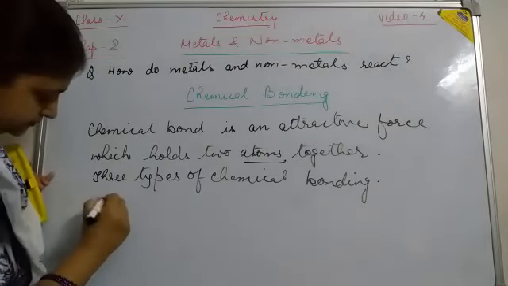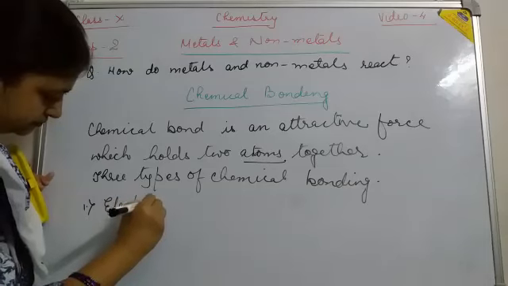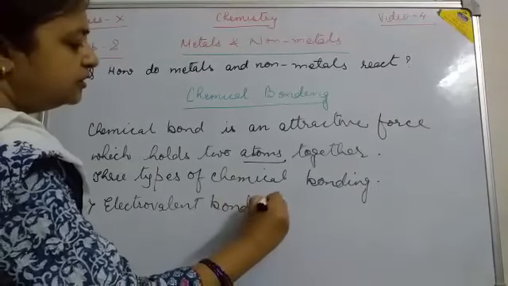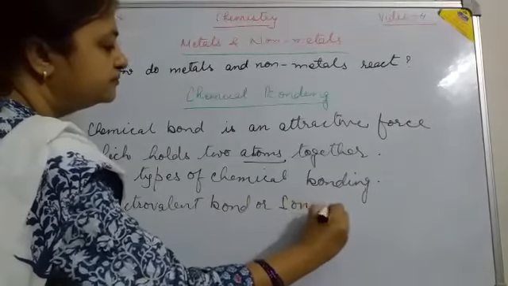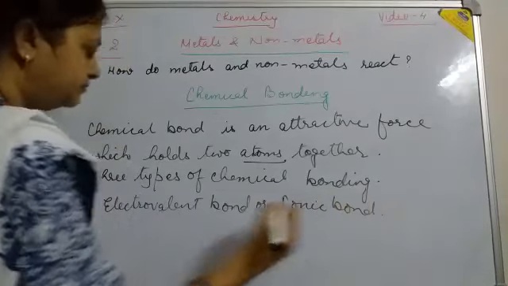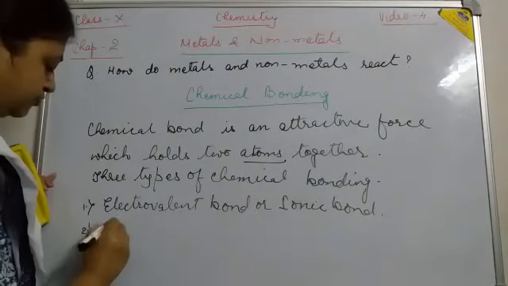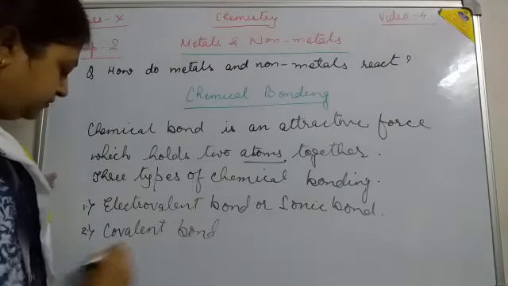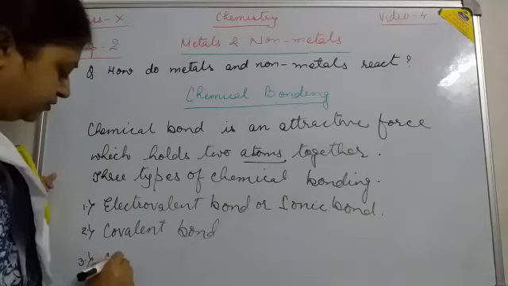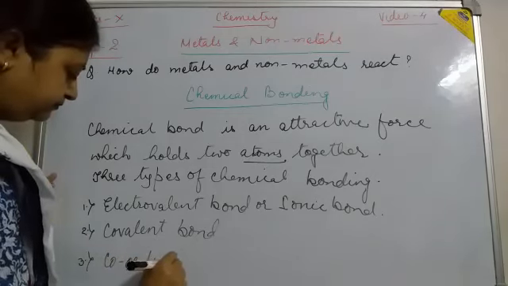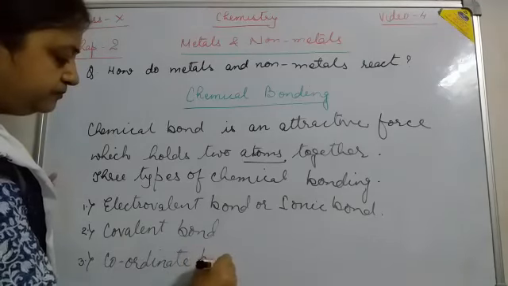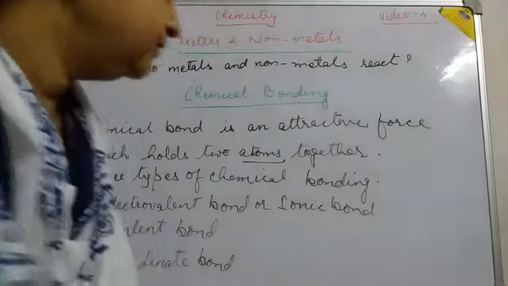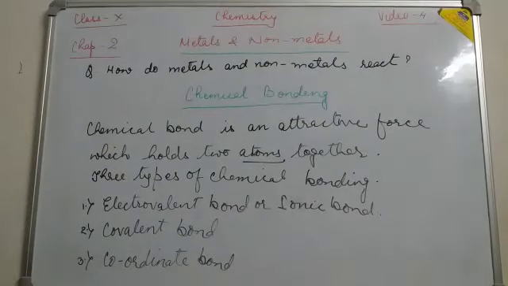First is the electrovalent bond, or called ionic bond. Second is the covalent bond, and third is the coordinate bond. Let's understand one by one.